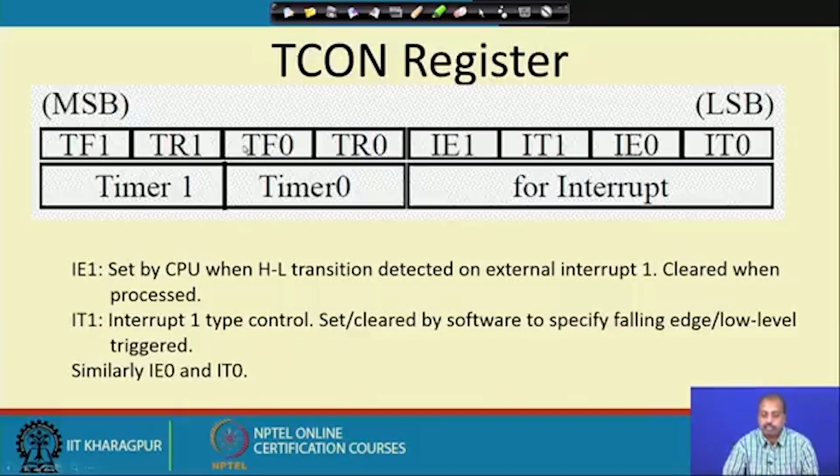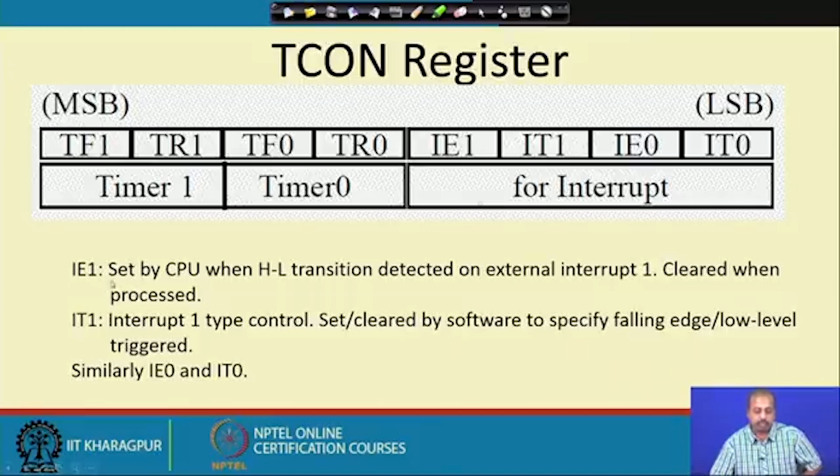So, this TCON register that we have seen previously comes once more as we go into this interrupt discussion. We have seen that the higher order nibble, these 4 bits, is dedicated to timers, timer 1 and timer 0, their overflow flag and the run flag. But the lower order 4 bits are actually IE1, IT1, IE0 and IT0.